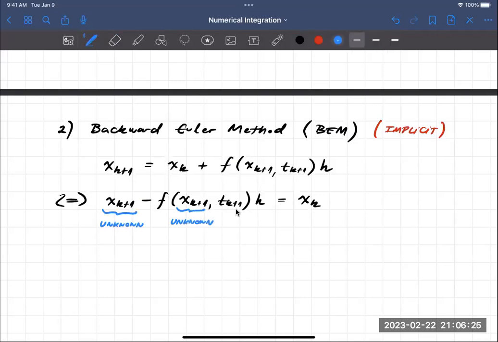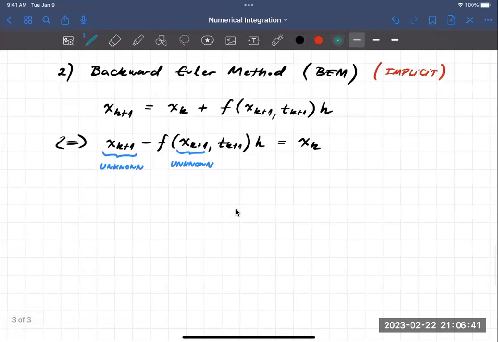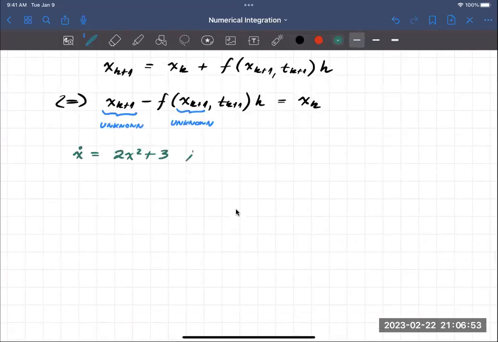So we have to solve for that x of k plus 1. That's why this method is implicit, because somehow we have to get around this equation and solve for that x of k plus 1. So let's put some very simple example. Let's say we have x dot equals 2x squared plus 3, right? And with some initial condition, x of 0 equals, I don't know, 1.